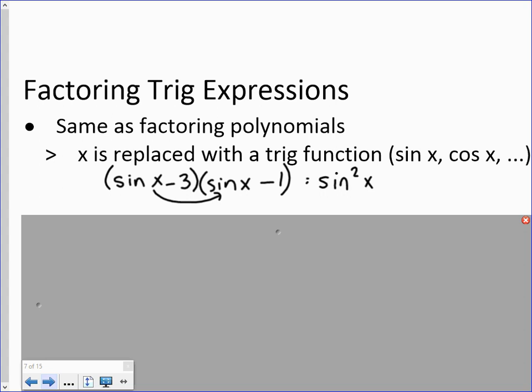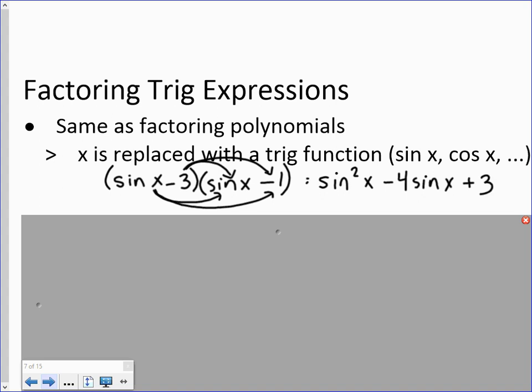And to write a trig function squared, you put it right after the sine, cosine, or tangent. You're not squaring the x, you're squaring the trig function. Sine x times sine x. And then you would do your outside terms, which would be minus 1 sine x, and your inside term minus 3 sine x, so that will be minus 4 sine x. And then you'll do your last term, negative 3 times negative 1, which is a plus 3.